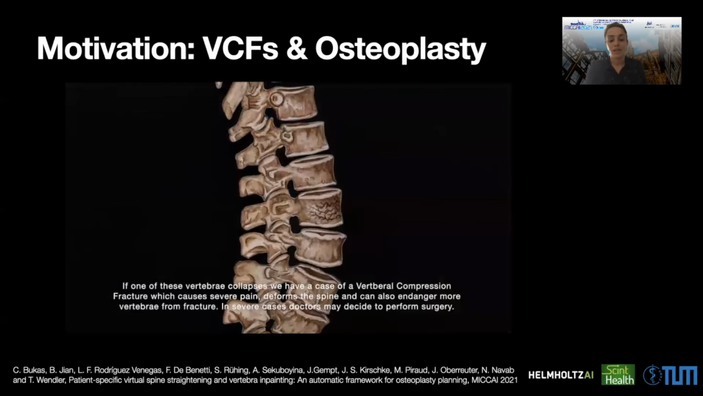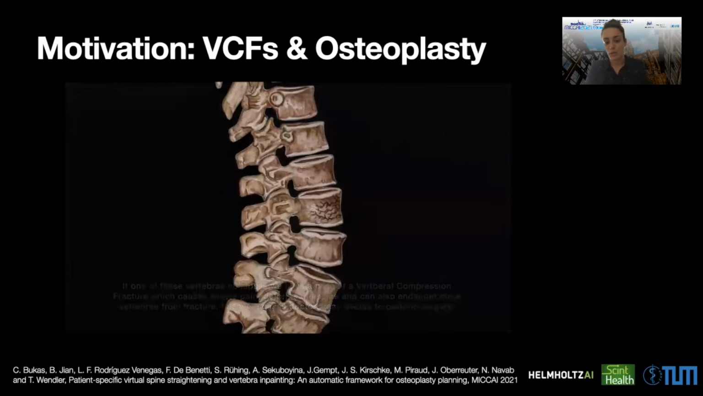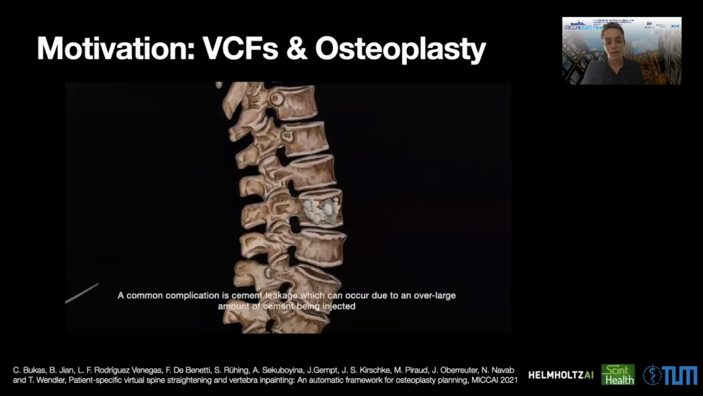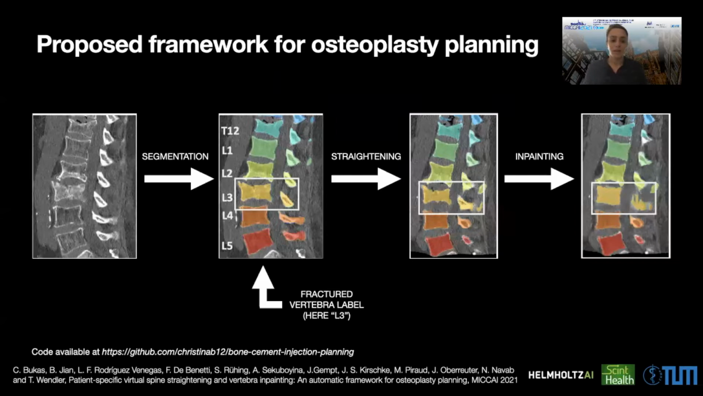In severe cases, doctors may decide to perform surgery. Vertebroplasty is one of these, wherein a needle is injected into the vertebral body and cement is passed through it to stabilize the vertebra and restore its height. A common complication is cement leakage, which can occur due to an overlarge amount of cement being injected. We attempt to minimize these complications by proposing an automatic framework for osteoplasty planning.